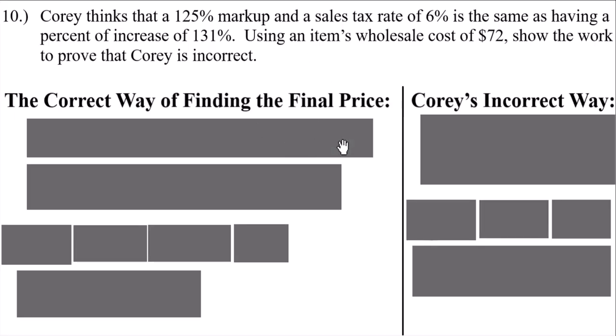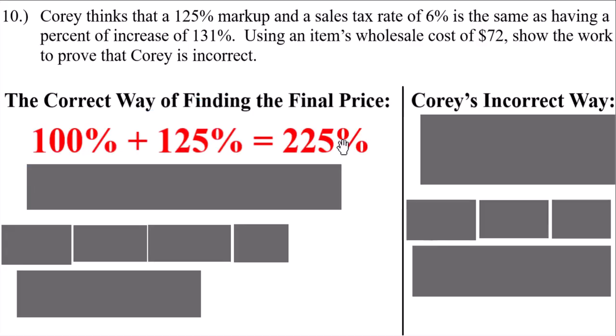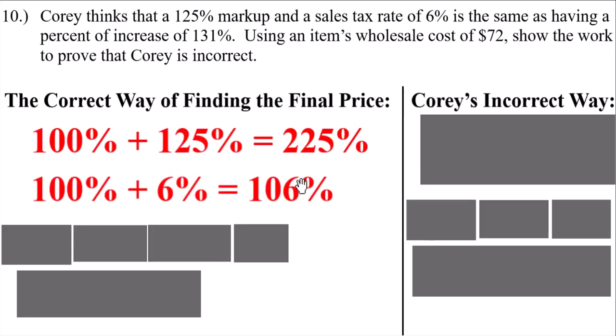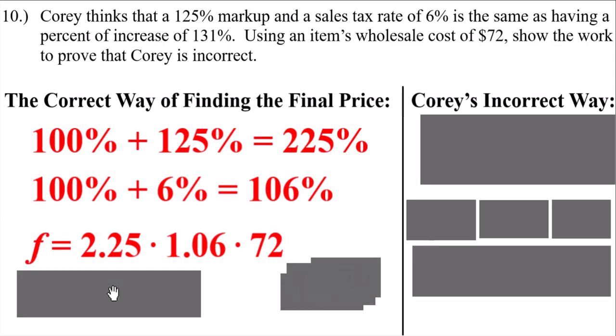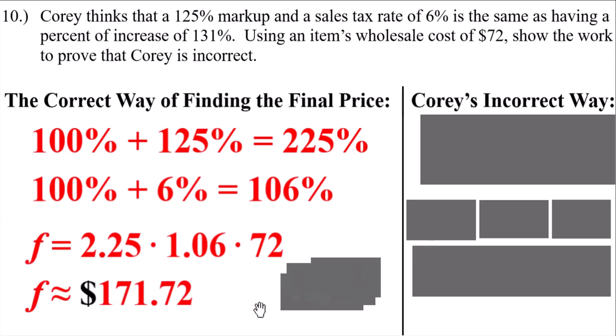So, like we just learned, 100% plus the percent of markup, we're going to pay 225% of the wholesale cost. 100% plus 6% sales tax, we're going to pay 106% of the marked up cost. Decimal form, times the wholesale cost, and we get a final cost of $171.72.